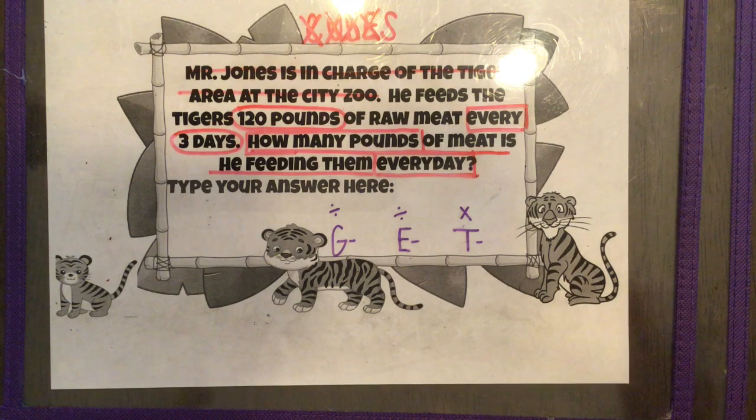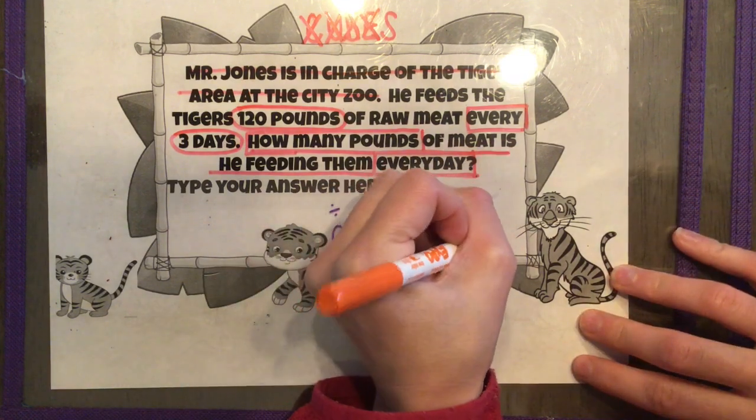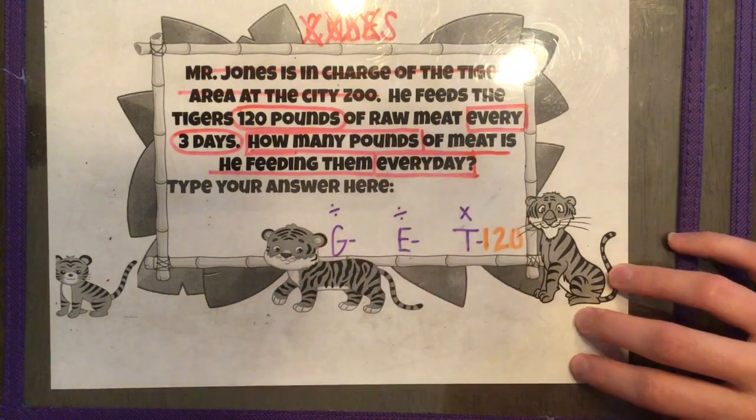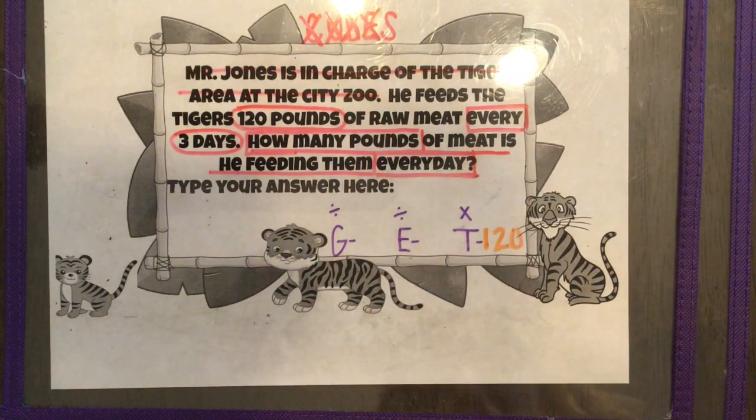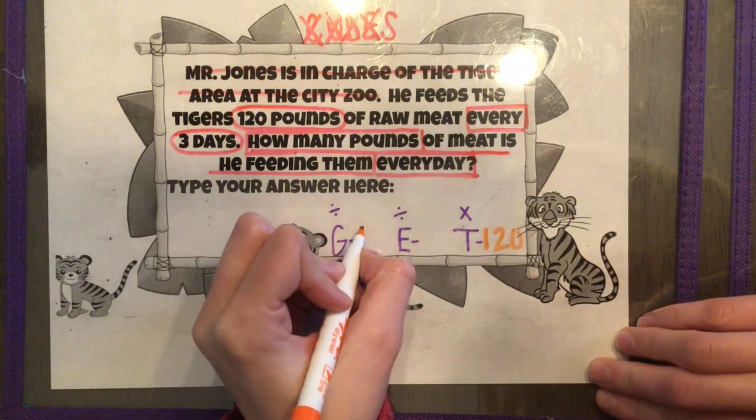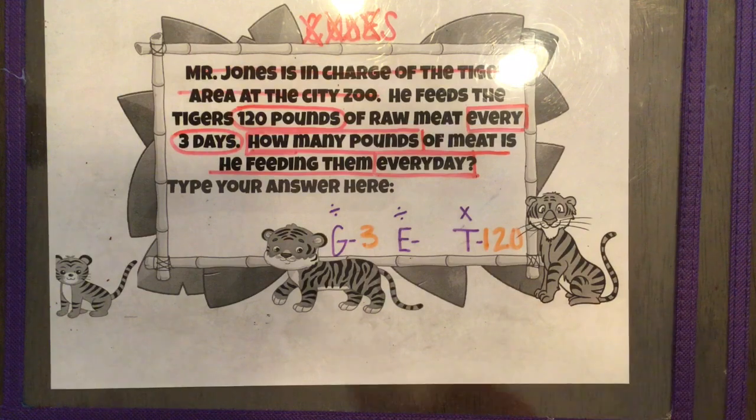I know that he has a total, right? My total is going to be that 120 pounds of raw meat, okay? He takes that 120 pounds of raw meat and he feeds it to the tigers every 3 days, okay? So I'm going to put my 3 as my groups, right? Every 3 days, that would be a group.